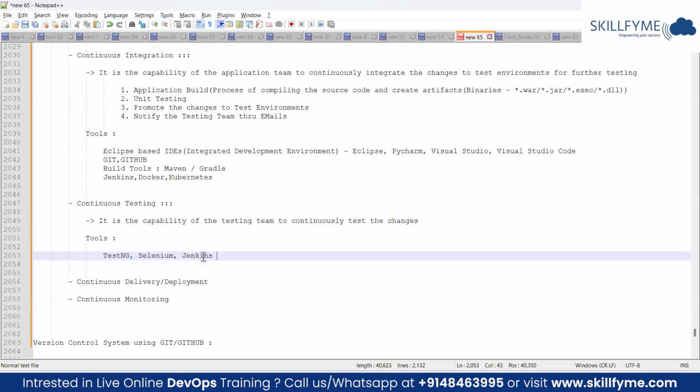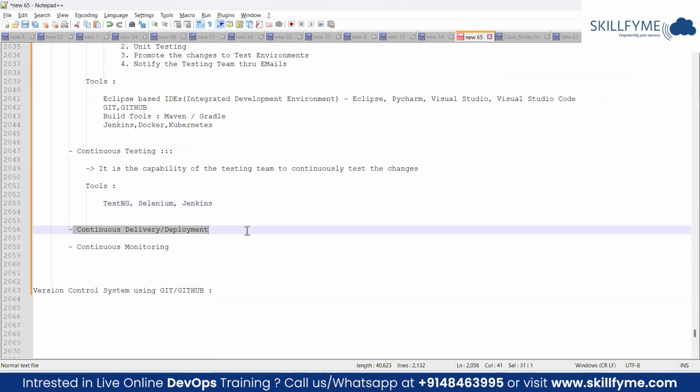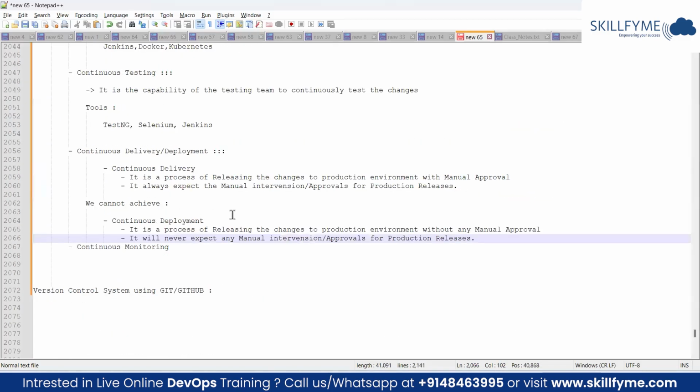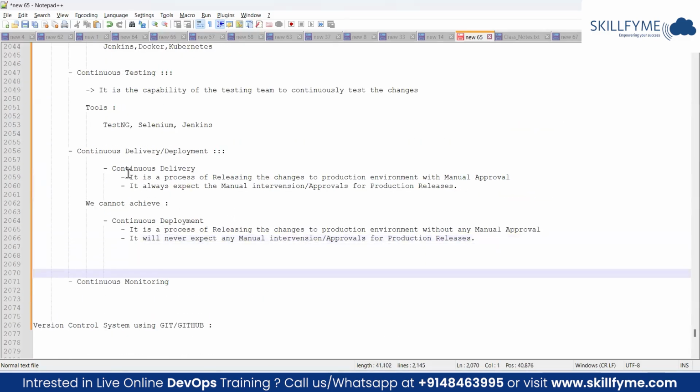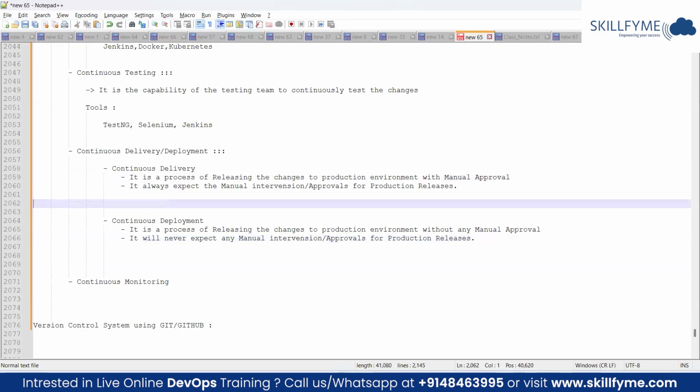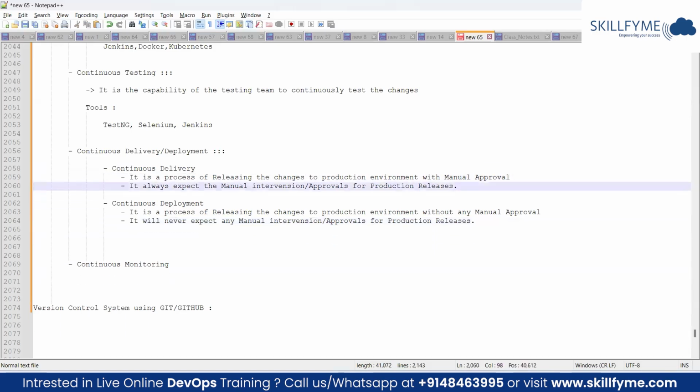Once the testing is completed, it can be delivered or deployed to the production environment. What I said about deployment, you can take the same explanation here. When I say continuous delivery, it is the process of releasing your changes to the production environment with some manual approval. And continuous deployment doesn't require any manual approval. Without any manual approval, we are able to release the product to production. That's the basic difference here.